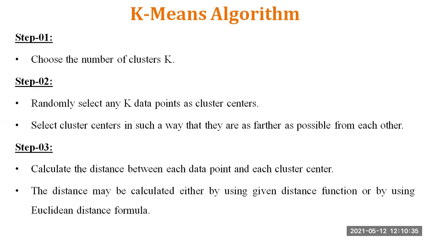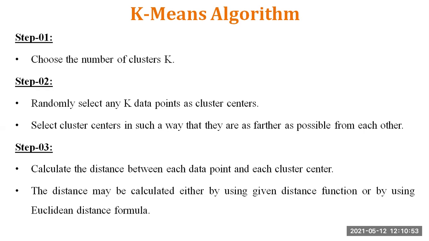In the second step, randomly select k data points as cluster centers, which means you need to compute the centroid value. The centroid value should be computed randomly. So this is very, very important. Basically, you will take some data points and you will calculate the centroid value.